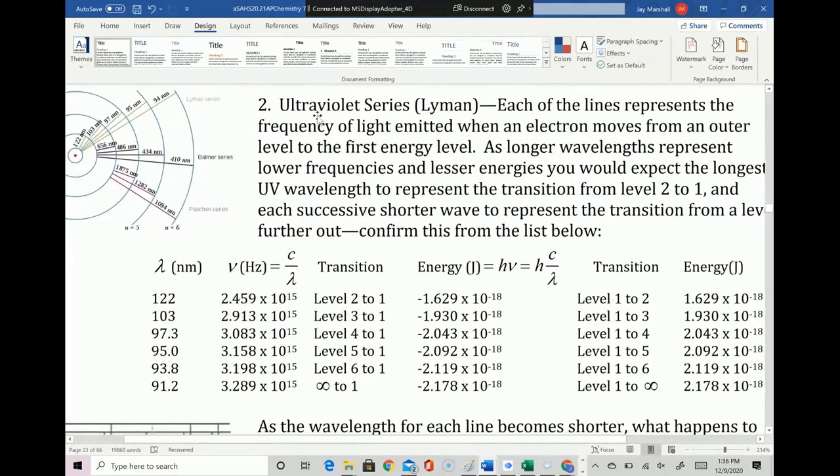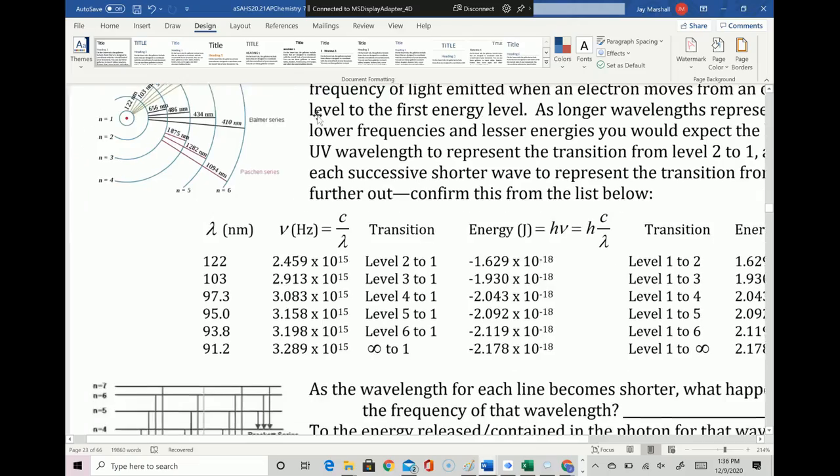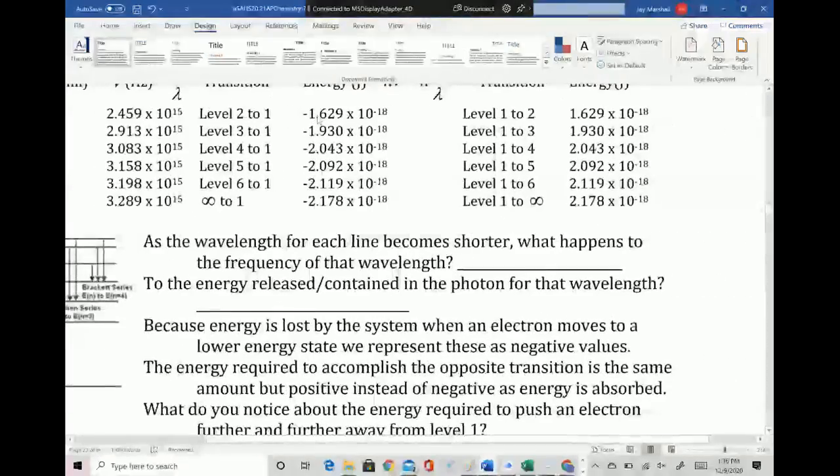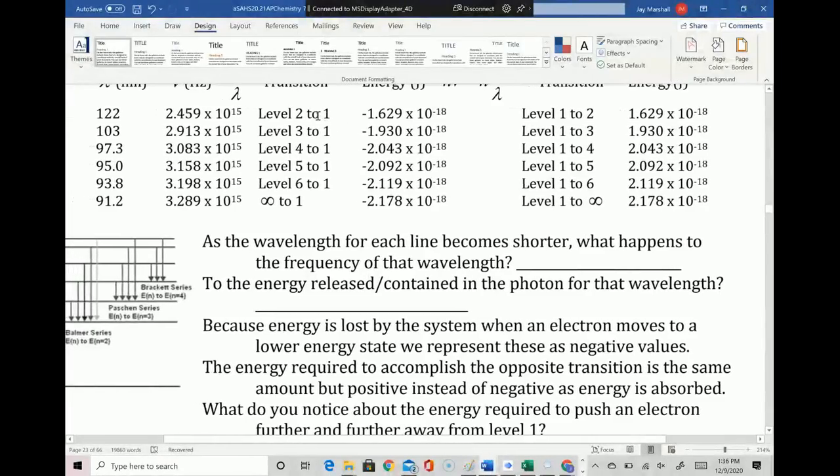Okay, and we can confirm this. And notice this data here that we have. Going from the second energy level to the first energy level, level 2 to level 1, I have a wavelength of 122 nanometers. This is this frequency, right?